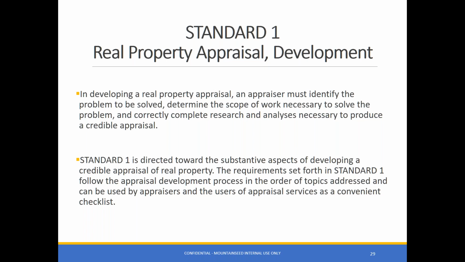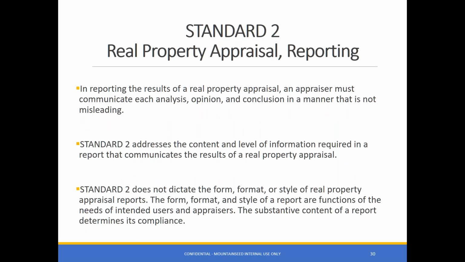It doesn't say specifically you have to do a certain type of inspection or a certain type of report, but for the problem that you're solving, have a relevant scope of work, right? Solve the problem, correctly complete the research and analyses necessary to meet that scope of work, and then complete the credible appraisal. Well, Standard 2 then says once you do all the work, you have to report it in a credible manner. So we go to Standard 2.